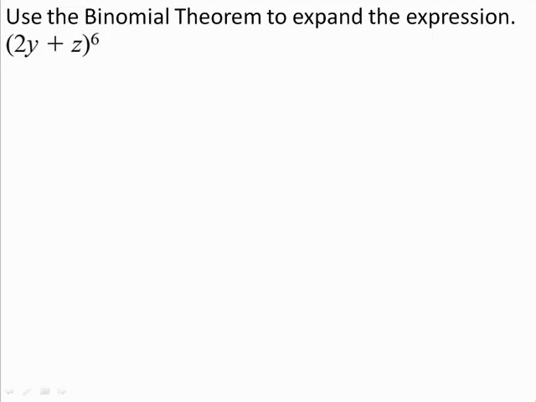Use the binomial theorem to expand the expression (2y + z)^6. Start by finding the 6th row of Pascal's triangle. The 6th row is 1, 6, 15, 20, 15, 6, 1. The expansion is as follows.